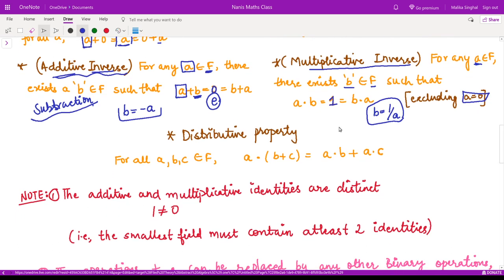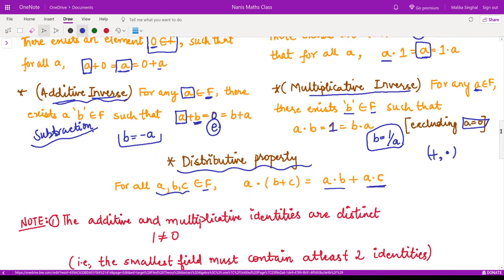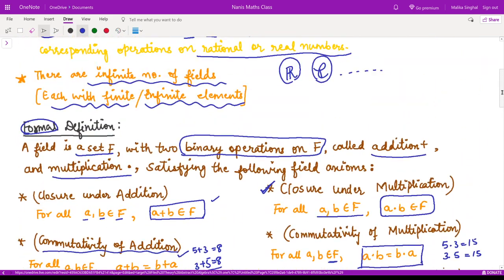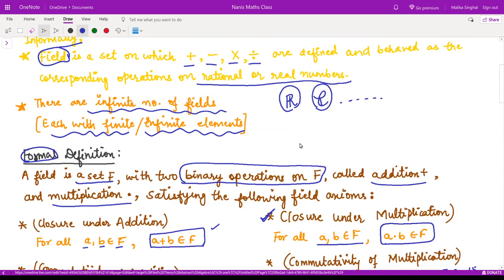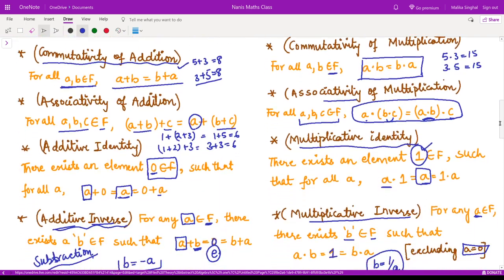So the last property is the distributive property, which combines these two operations of addition and multiplication. What is this? It says that if we have 3 elements A, B, C from the set F, then A dot (B plus C) would be A dot B plus A dot C, right? So together with these properties, we have the field F. So a set F with the binary operations star and dot together with these properties is called a field, right?